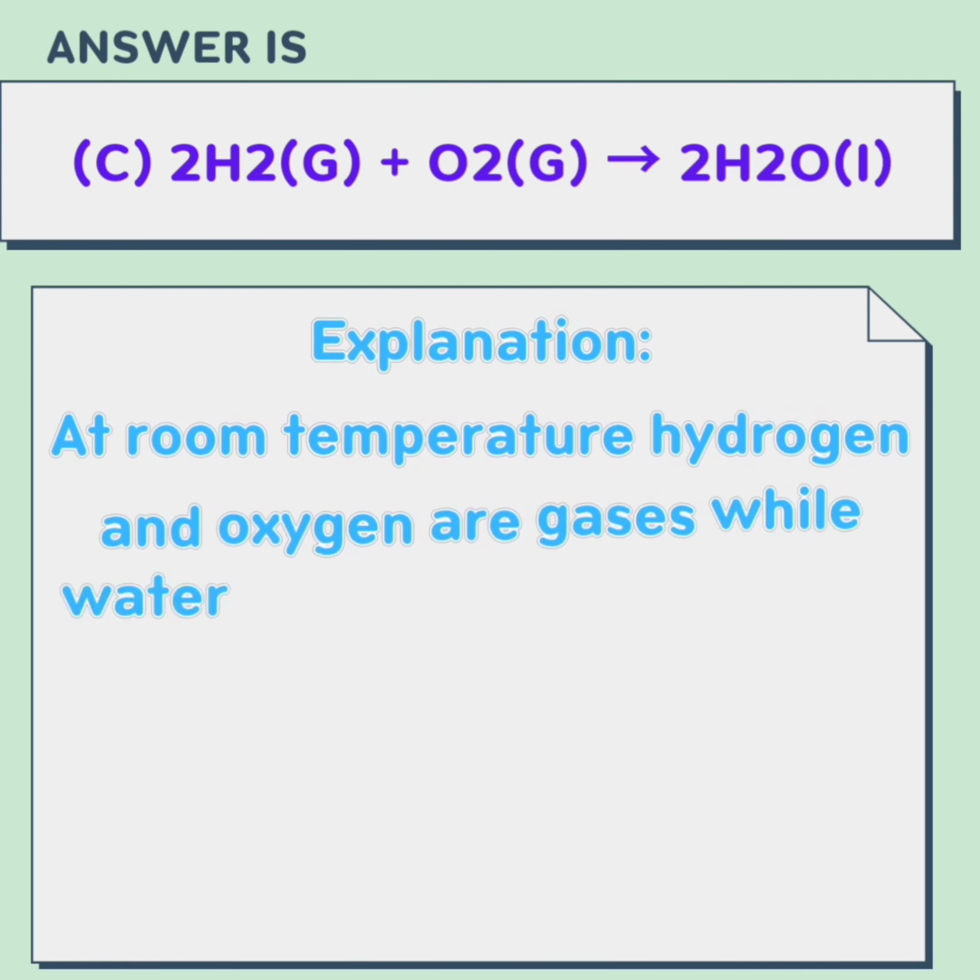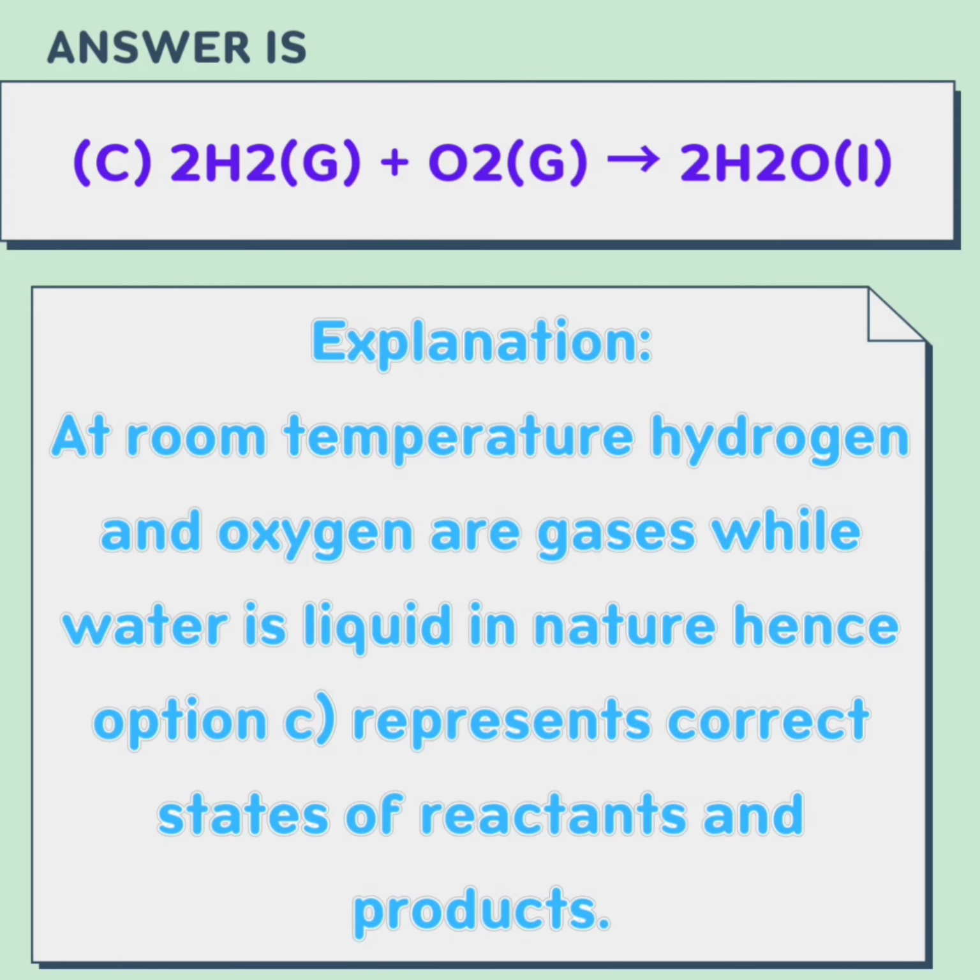Answer is C. Explanation: at room temperature, hydrogen and oxygen are gases while water is liquid in nature, hence option C represents the correct states of reactants and products.